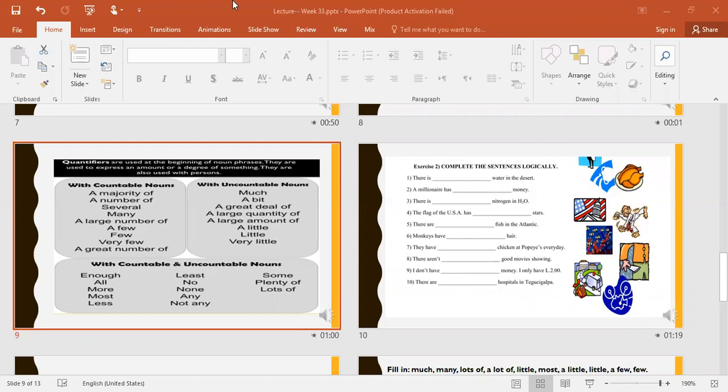Done, miss? Yes. Yeah, let's start. So number 4, the flag of USA has stars. Several. Several, excellent, excellent, miss. Number 5, there are fish in the Atlantic. There are plenty of fish. Plenty of fish, excellent. Very good.